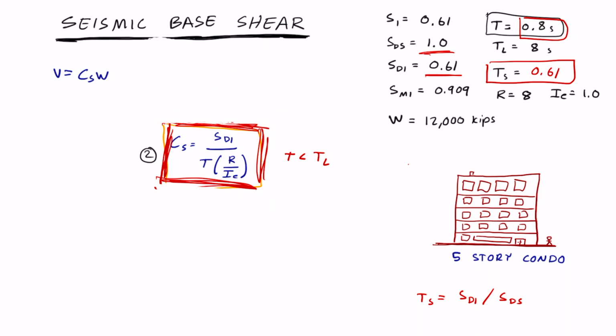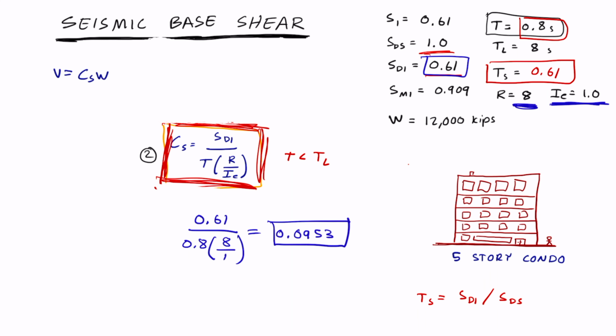We know what SD1 is, so we have 0.61 divided by T, which is 0.8, times R, which is given as 8, over the importance factor of 1. Plug that into your calculator, and we get 0.0953. So we still need to check the other 2 equations for CS.